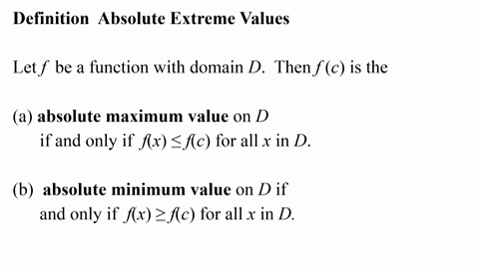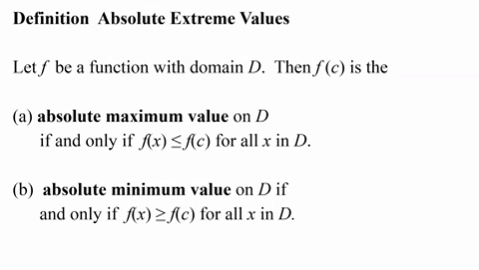Absolute extreme values. Let f be a function with domain D. Then f of c is the (a) absolute maximum value on D if and only if f of x is less than or equal to f of c for all x in D. Or (b) absolute minimum value on D if and only if f of x is greater than or equal to f of c for all values in D. Absolute maximum and minimum values are also called absolute extrema.